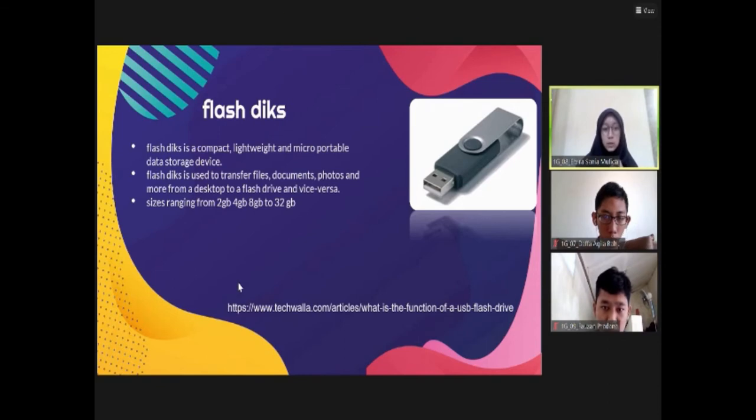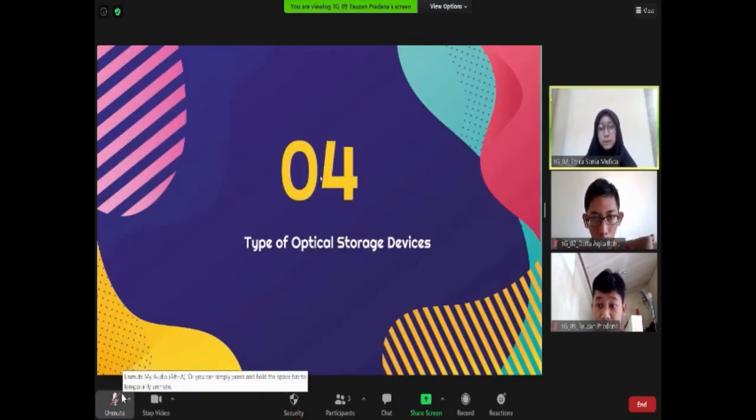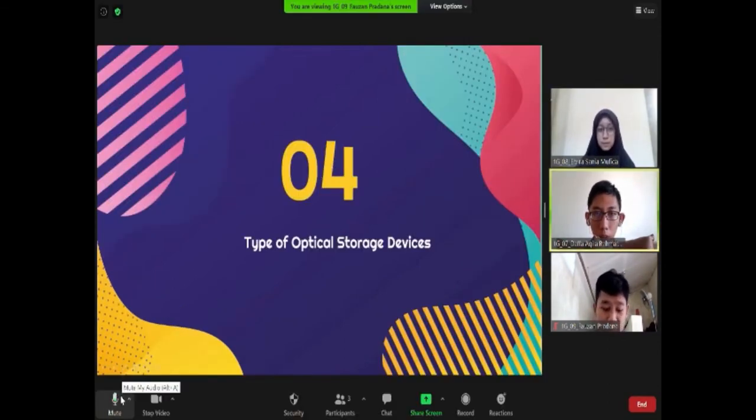Next presentation will be continued by Daffa. And number 4, types of optical storage device.